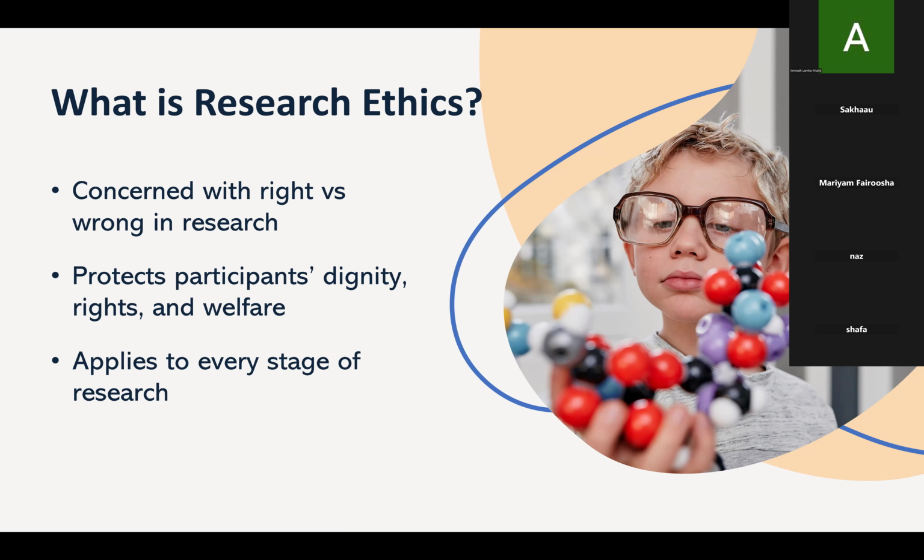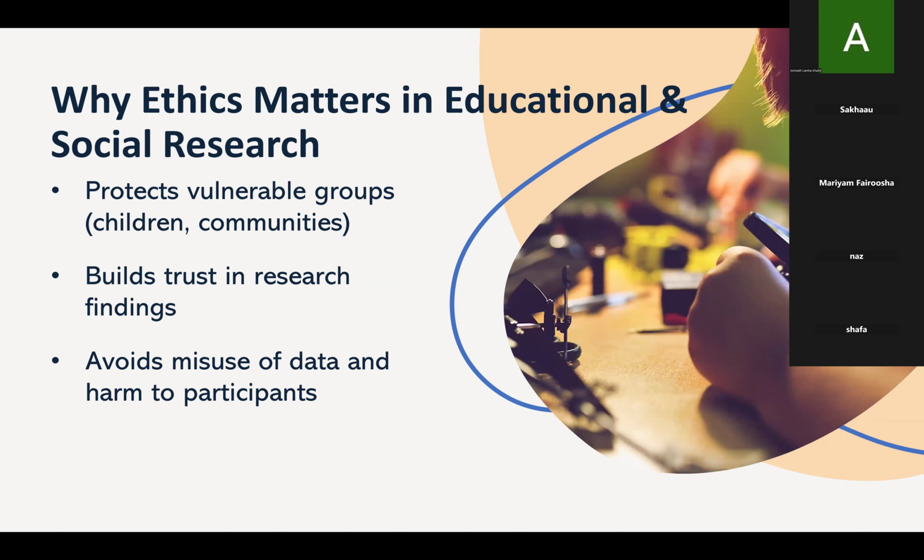It is something that we need to follow throughout our research at every stage. So that is what we should think of research ethics as. So why does it matter? I think we have actually covered this quite a lot now in terms of going through the principles. Because we need to protect the vulnerable groups, children, communities, the disadvantaged groups. So all these people, in order to protect them, we need to follow a proper research ethics guideline.